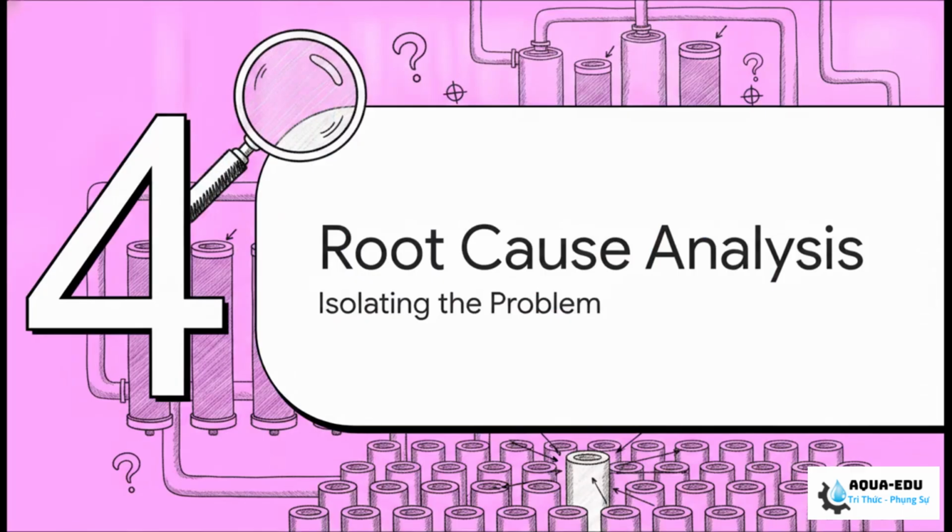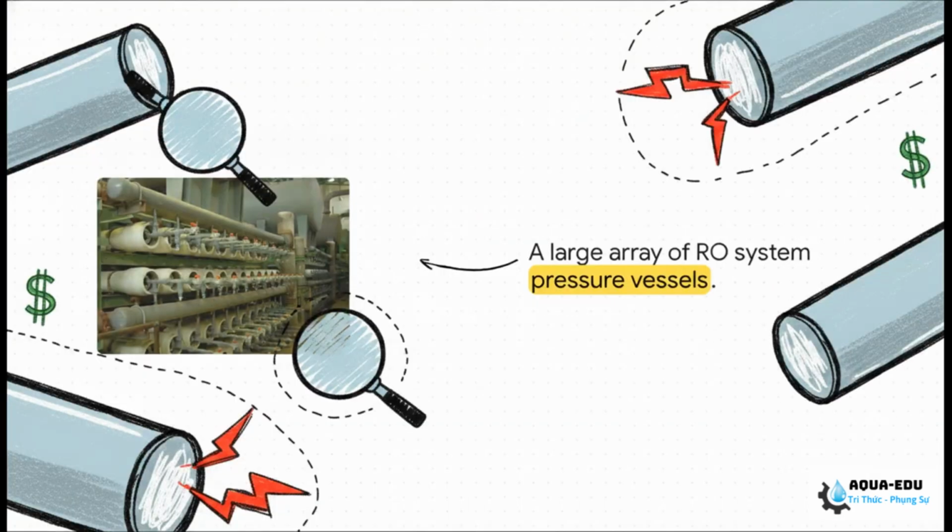All right, part 4, root cause investigation. Let's get into the interrogation room and isolate the actual problem. And this brilliantly illustrates why we have to be precise. When you're dealing with a massive array of pressure vessels like this, you simply cannot afford to guess. Ripping out and replacing elements blindly will cost you tens of thousands of dollars. We have to definitively isolate the exact location of the failure.